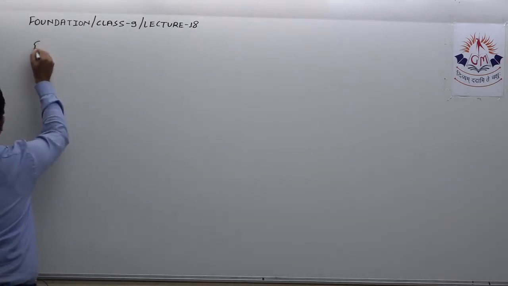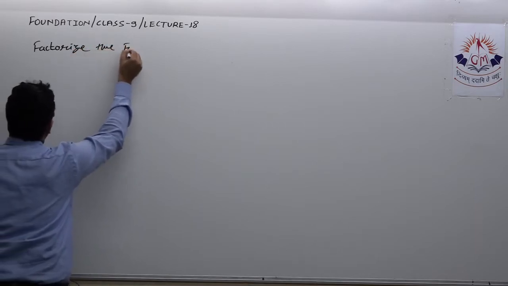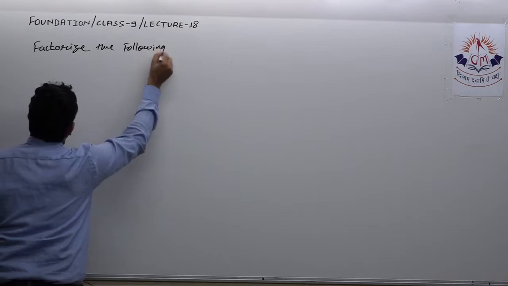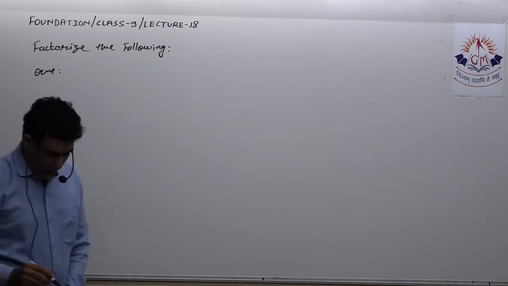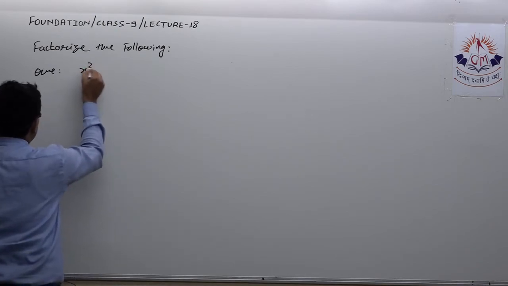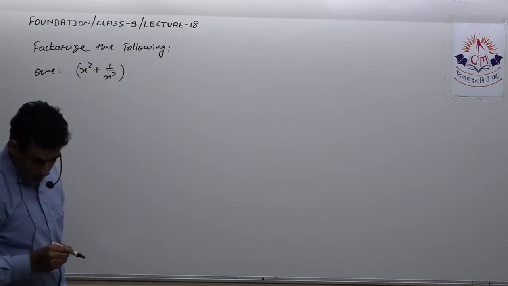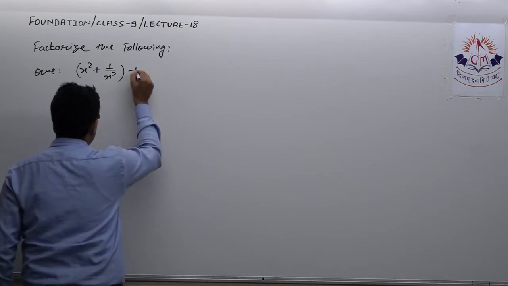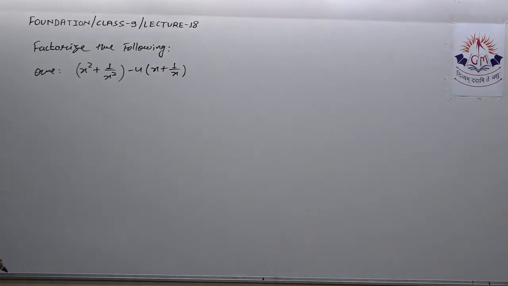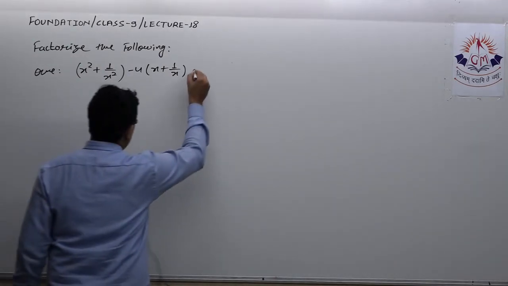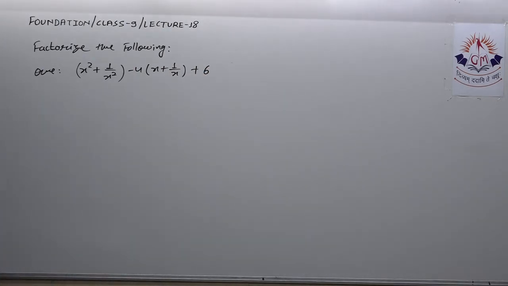Factorize the following. The question is x square plus 1 upon x square minus 4 times x plus 1 upon x plus 6. So you have to factorize this. Think for a while, then I will give you its solution.